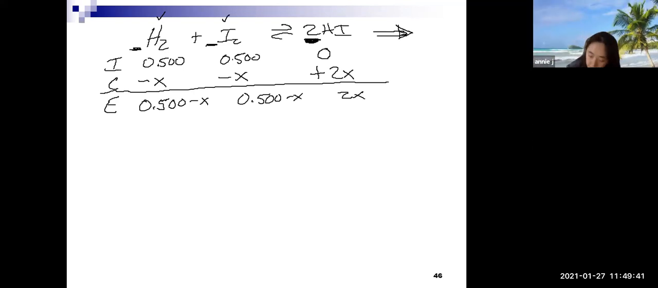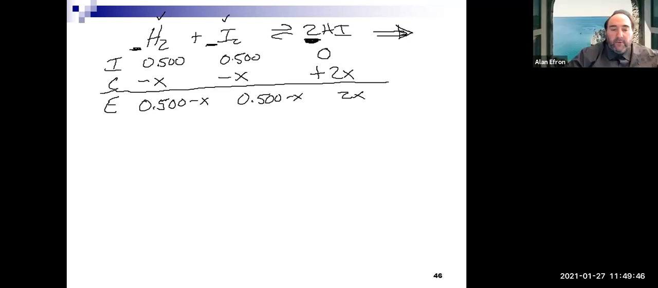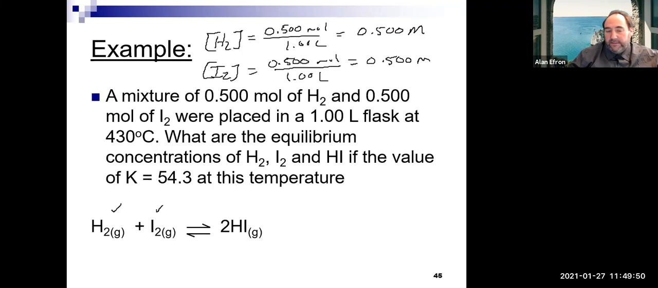Other questions? How did you find the 0.500 again? What they gave us was that we started with 0.5 moles of the H2, and it was in a 1 liter flask. So we could calculate the molarity, right? Molarity is our moles per liter, right? So that's where we got it from, 0.5. And because it's all sitting in 1 liter for the volume, that gets us our 0.5 molar. Other questions on that?